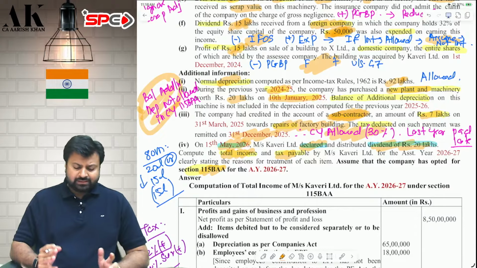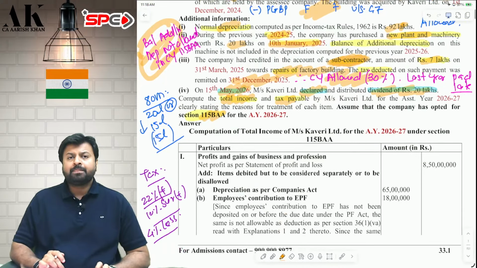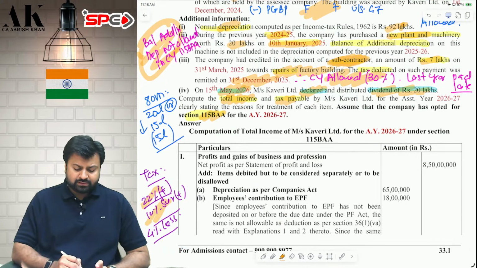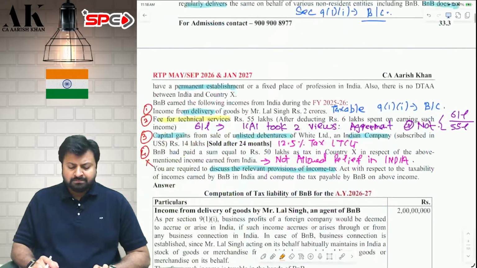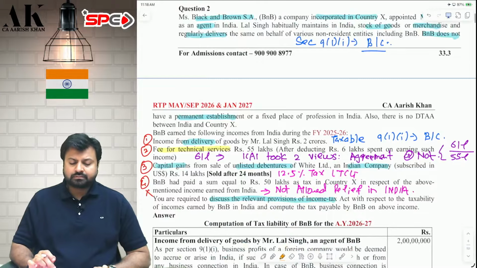So, after this, you have to just compute what? Tax, 22% tax, 10% surcharge, 4% cess. That's it. It's a very simple question, nothing great as such. Let's move on to the next question.